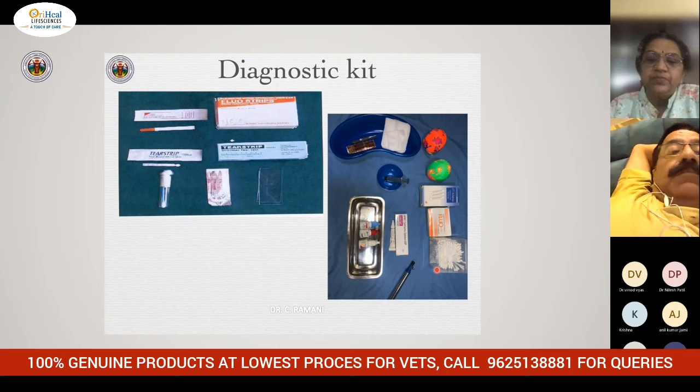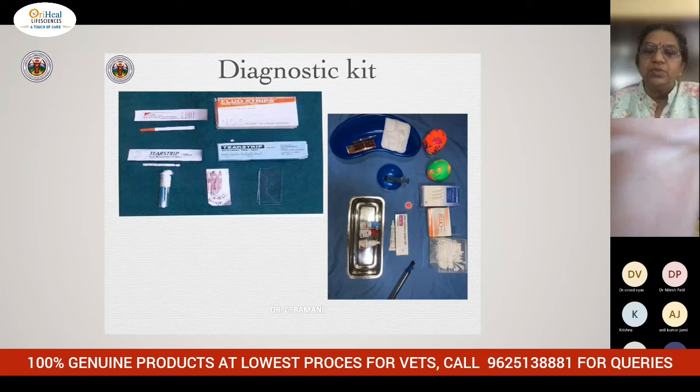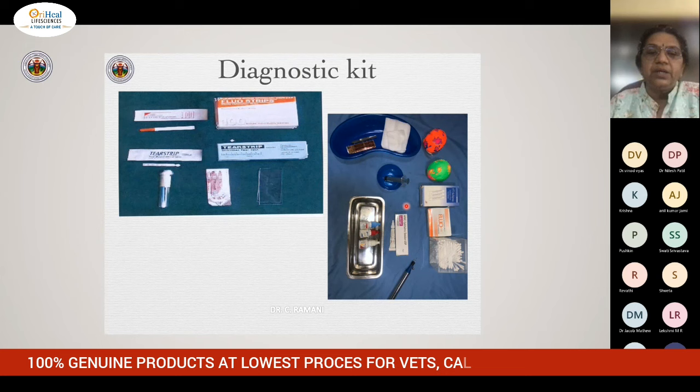This is a cautery, a handheld cautery. I used to keep that also handy along with all this, so that if there is some mild tumor or any small projections on the eyelid margin, under local anesthesia you can remove that also. So this is the diagnostic kit that should be readily available to examine the eyelid and the surface of the cornea and conjunctiva.